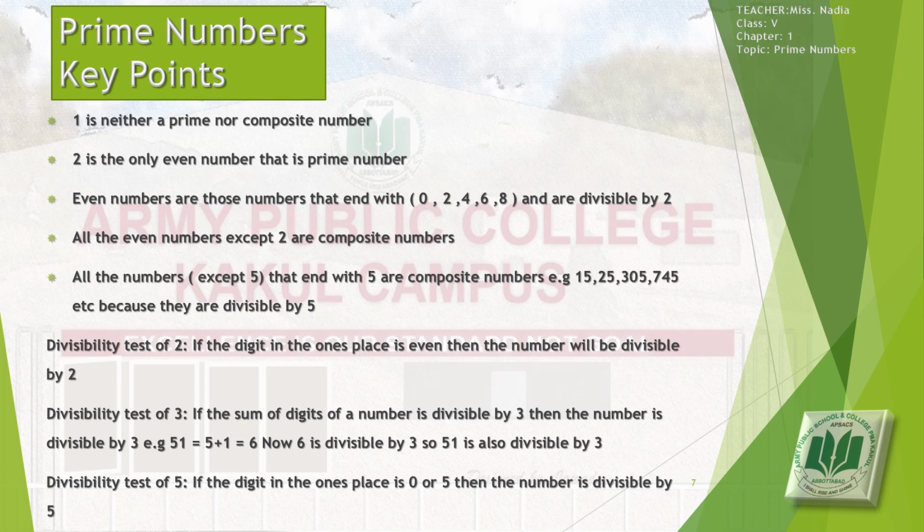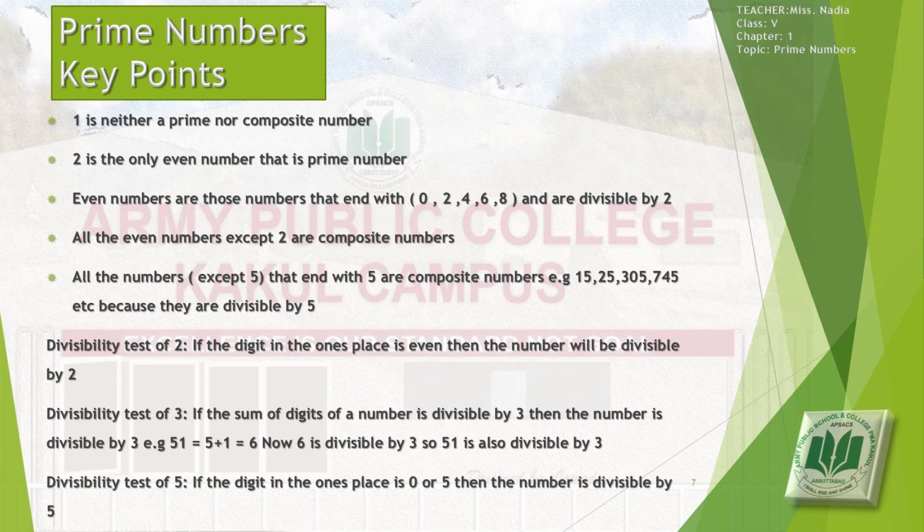Here we have some key points to identify the prime numbers and composite numbers. First, we will check the number 1, whether it is a prime or composite. The number 1 has only one factor. 1 multiplied by 1 is equal to 1. So 1 is not a prime number because a prime number has exactly two factors. 1 is also not a composite number because a composite number has more than two factors. So 1 is neither a prime nor a composite number.